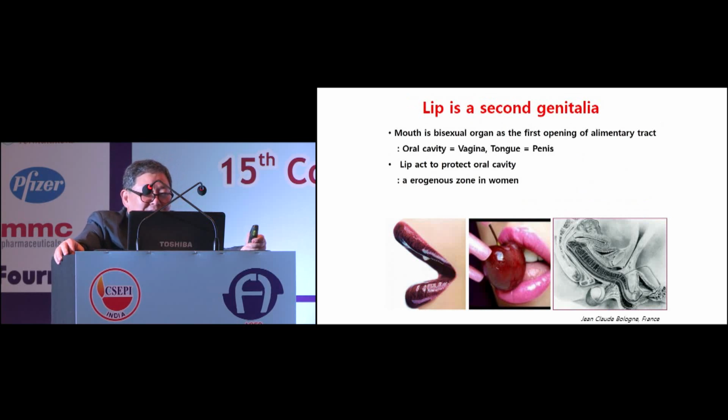The lip is a second genitalia. The mouth is a bisexual organ as the first opening of the alimentary tract. We compare the oral cavity with the vagina, and the tongue with the penis. The lip acts to protect the oral cavity, and this organ is an erogenous zone, especially in women.